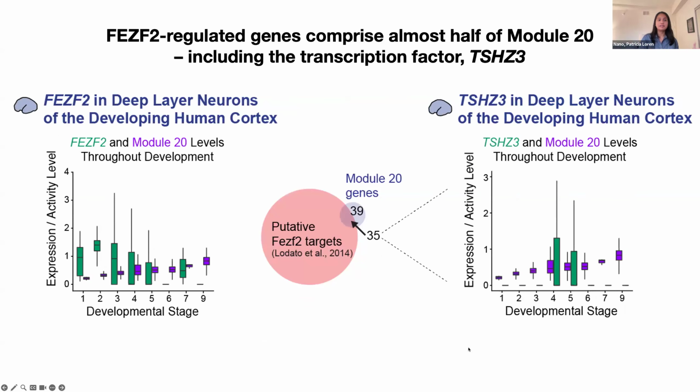And by interacting with previous literature, including work from Paola Arlotta's lab that has looked at putative FEZF2 targets, that's what led us to the fact that, oh, one of these putative FEZF2 targets is actually the only transcription factor in module 20. And that's kind of the line of thinking that we saw to get from modules all the way to individual transcription factors.